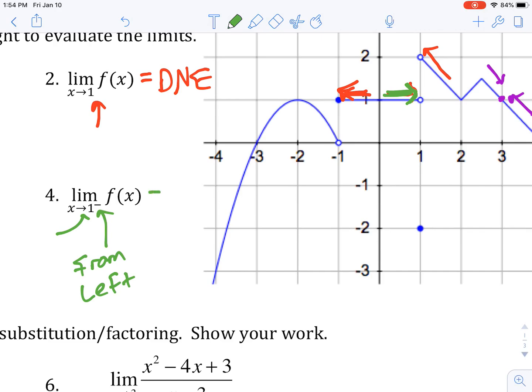I know there's a hole there, but we never actually get to that hole. A limit approaches a value without actually getting there. So the hole is okay. We're not arriving at the hole. We're just indicating that the height my finger's headed toward as I approach the value of x of 1 from the left is a height of 1.